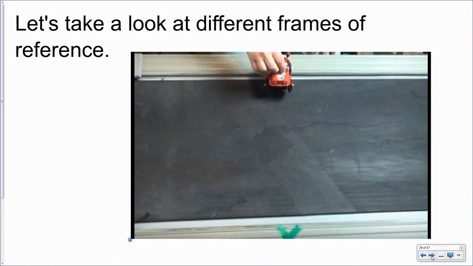Now let's watch some examples of this, of a car moving across a treadmill. I didn't make this a second video, so we're going to pause the video and go to this one.